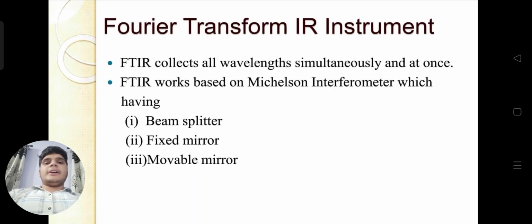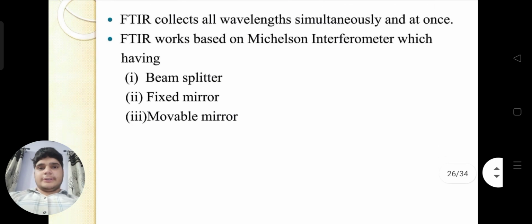Fourier transform IR instrument. Its full form is FTIR. It collects all the wavelengths simultaneously and at once. It works on the Michelson interferometer, which has the beam splitter, fixed mirror and the movable mirror.